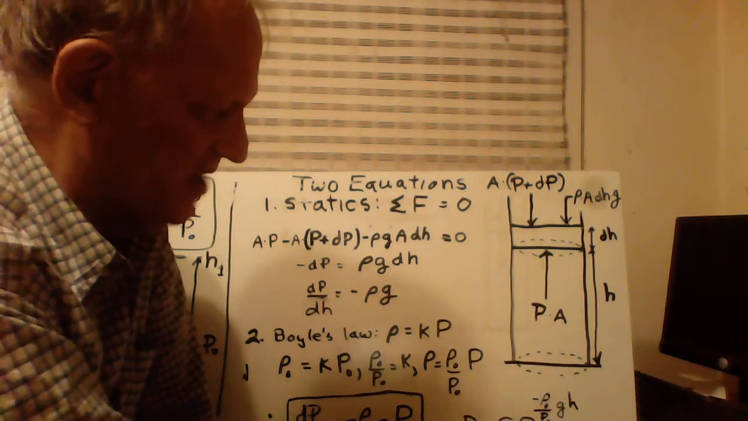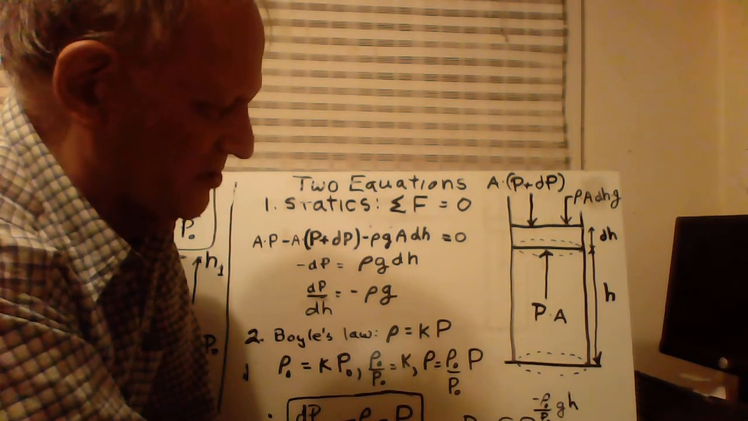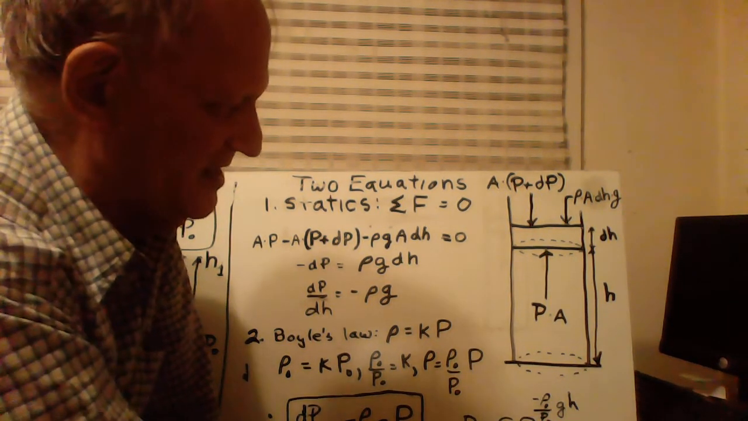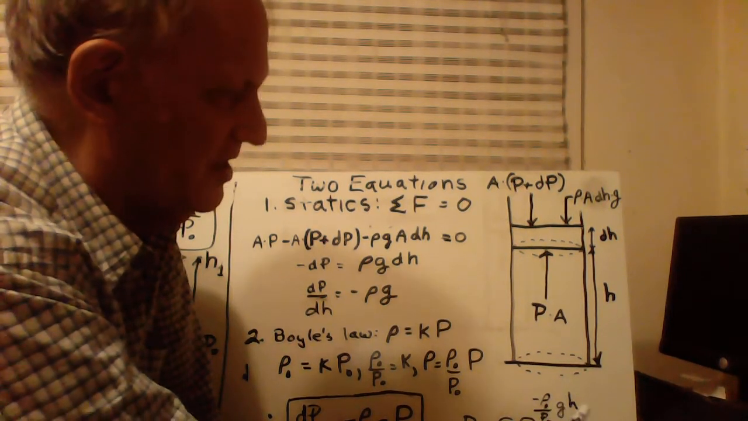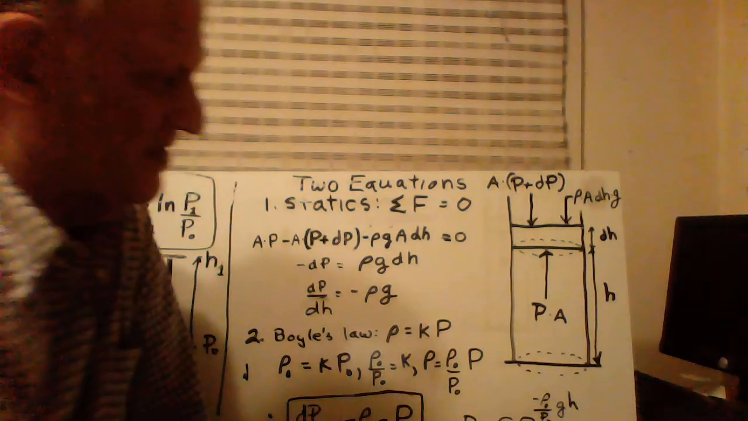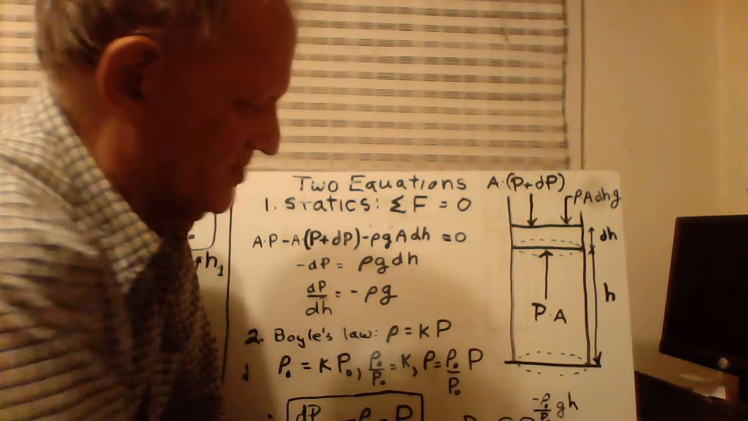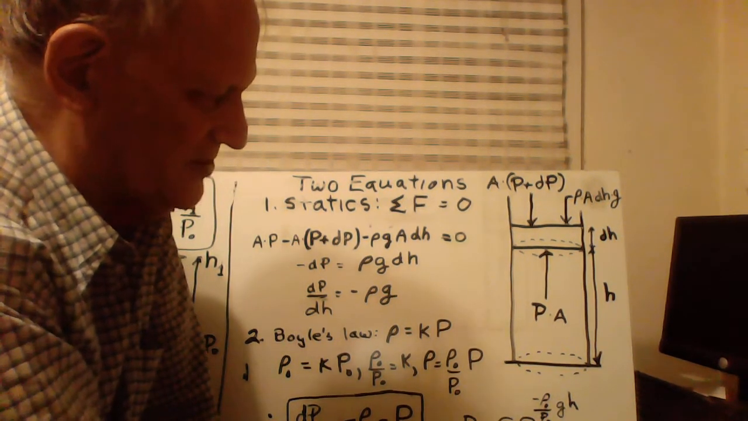Our solution to this differential equation is as follows. P is equal to some constant C times e, which is a particular mathematical constant, about 2.78, to the minus rho sub 0 over P sub 0 times G times H, which is our variable. This expression is going to vary with H in a particular way to give us the pressure. We only need to evaluate this constant.